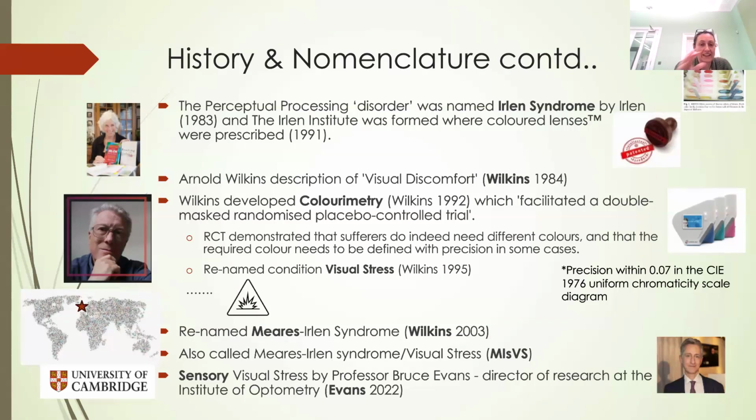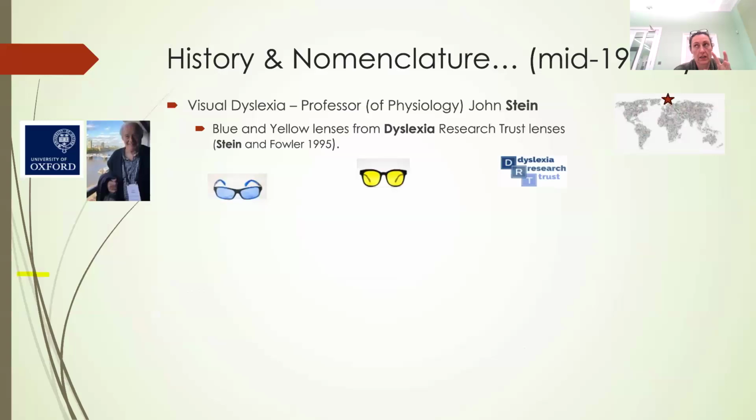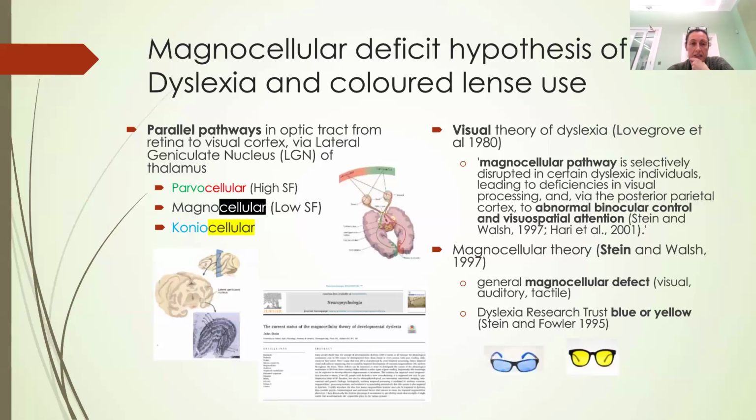And then in the 90s, there was a bit of an explosion of essentially confusing the condition with dyslexia. John Stein at the University of Oxford was working on two different colour lenses that reportedly increased or decreased visual symptoms in dyslexia, in line with his magnocellular deficit hypothesis of dyslexia.